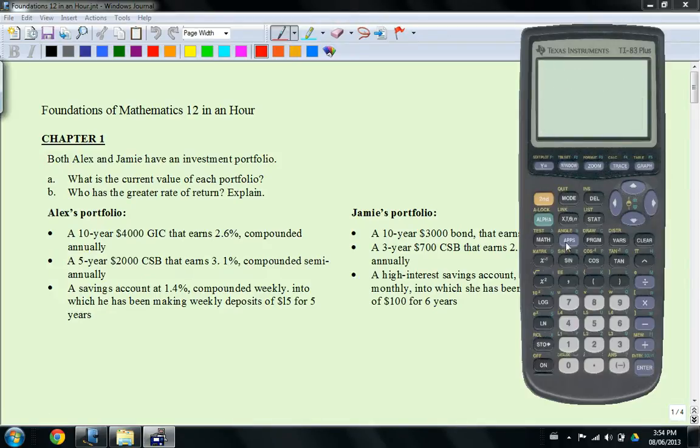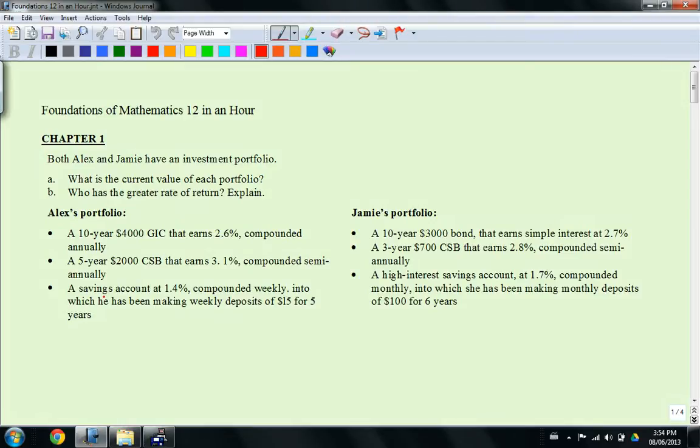Remember that when you want to access the TVM solver, you hit Apps, you go to Finance, and you go to the TVM Solver. On the older graphing calculator, there simply is a Finance button, so that will be pretty easy to find as well. Alright, so things you'll need to list.